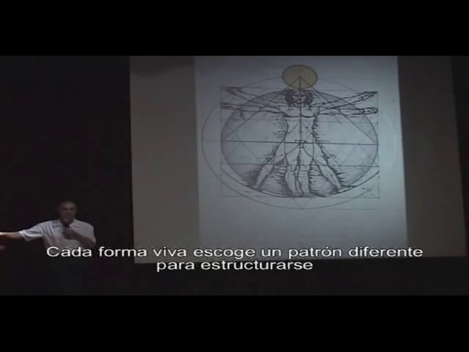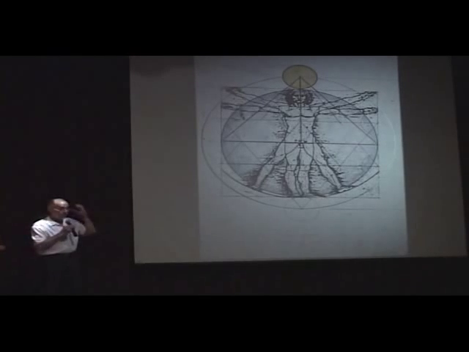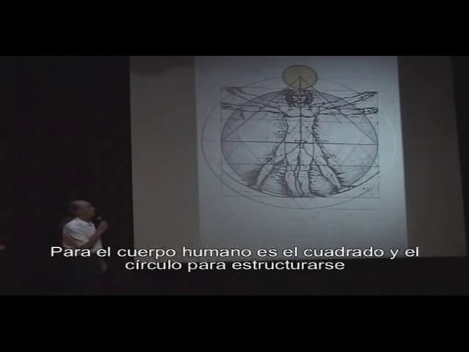Every biological form chooses different geometrical patterns to structure itself through. And so you have to figure out which one it is, but the human body is the square, the circle.